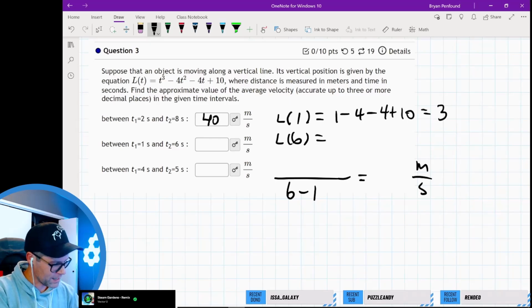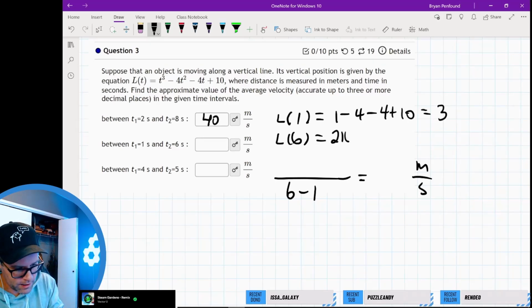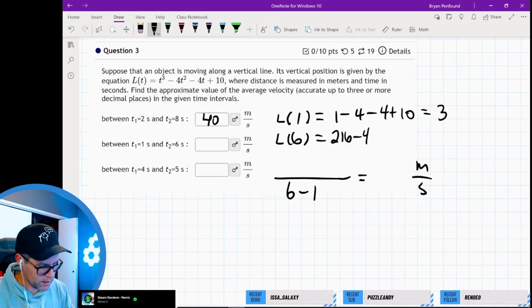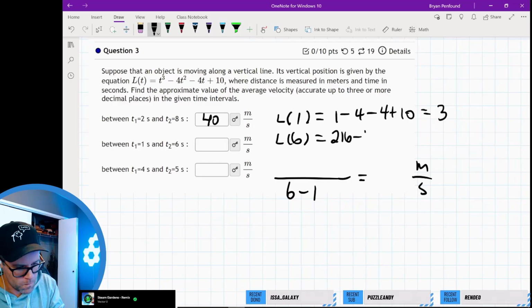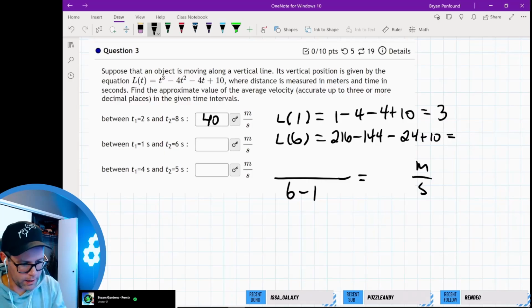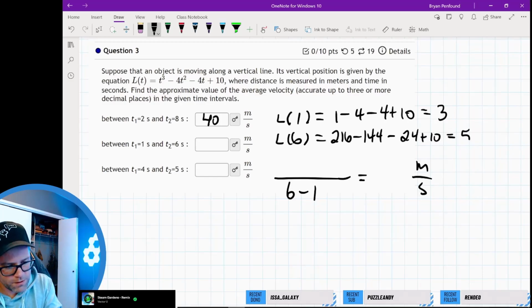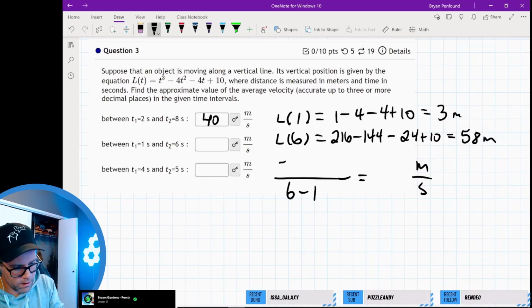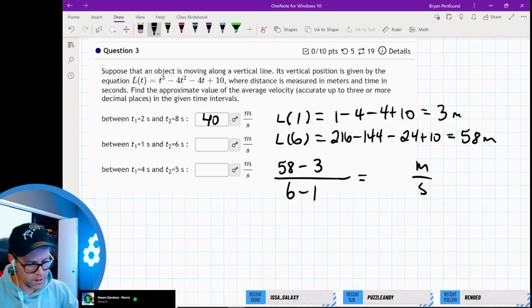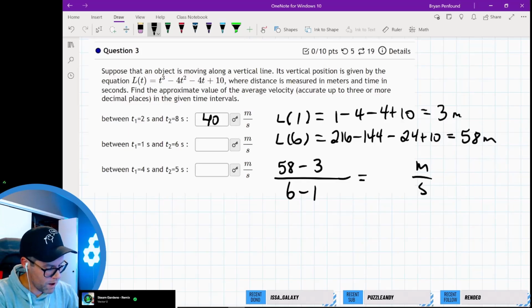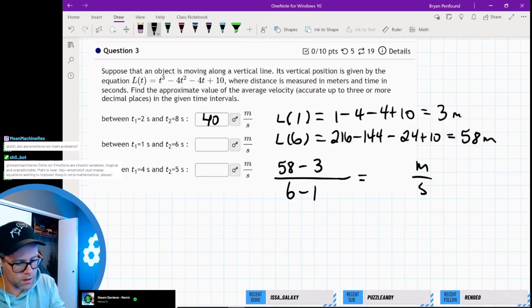6 times 6 times 6 is 216. Then we need 4 times 6 times 6, which is 144. 4 times 6 is 24 plus 10. So 216 take 144 take 24 plus 10 is 58. So these are coming out in meters. So let's compare these meters up top. So 58 take 3, that's going to be 55 over 5. So this looks like 11 to me.